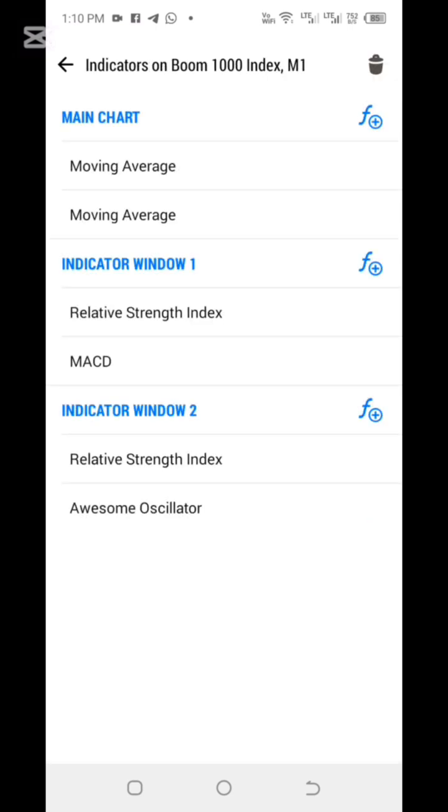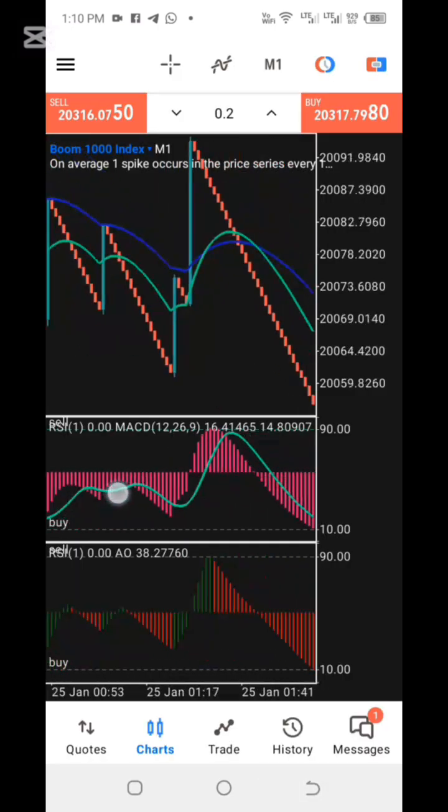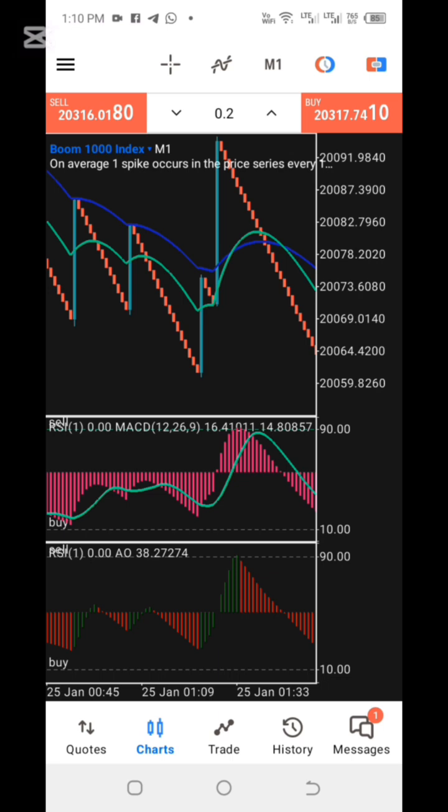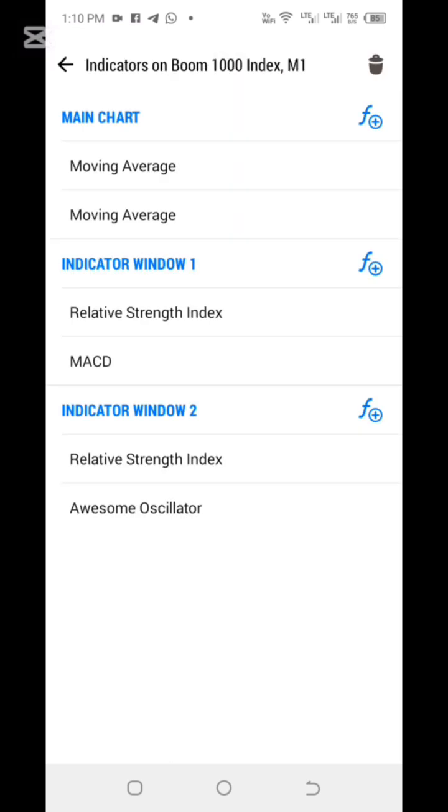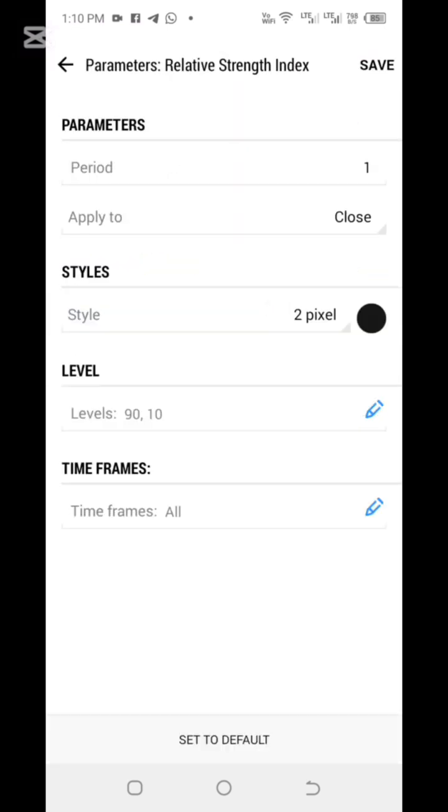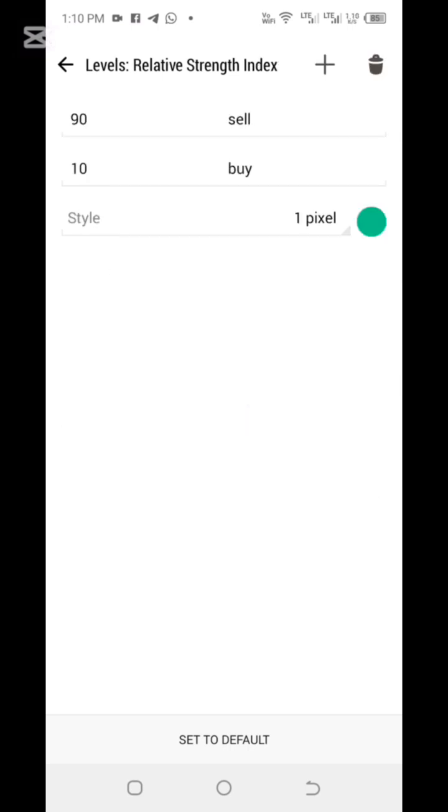Then we move on to the indicators window 1. This is the indicators window 1, which is this pink histogram and the green line. So these are the parameters for the relative strength index or the RSI. Period 1, apply to close, style. Me, I choose 2 pixel on color black. We need to take note of the levels. We have level 90 and on description we write sell. We also have level 10 and on description we write buy. So these are the settings of the RSI on indicators window 1.